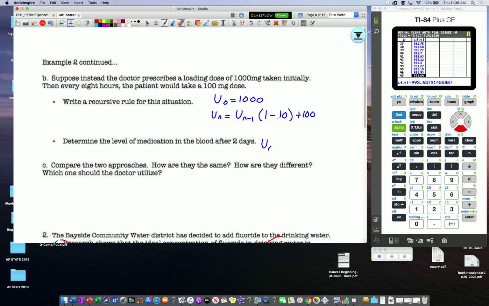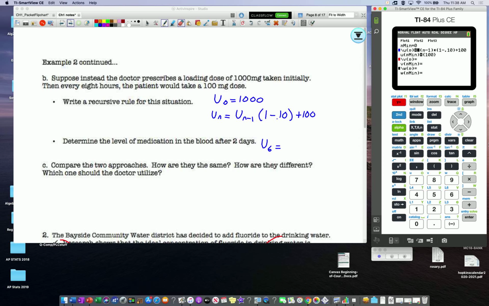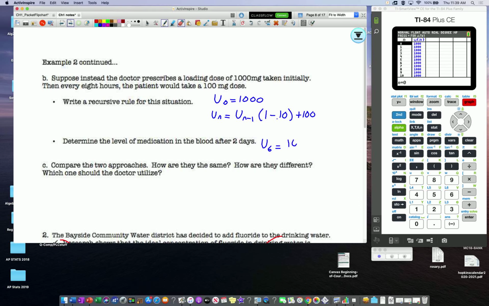So we want to see what happens at u sub 6. This is actually pretty cool. So let's go to my y equals. The only thing that changed on this problem is that instead of starting with 100, the doctor gave us what they call a loading dose. Okay? All right. So now when I go to the table, it's probably going to think that it is after 37 days, but let's see where it is after 6 days. Look at that. It's at 1,000 every single day.